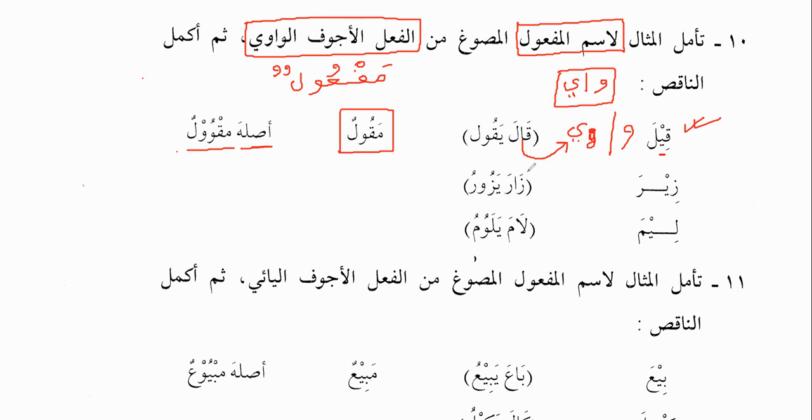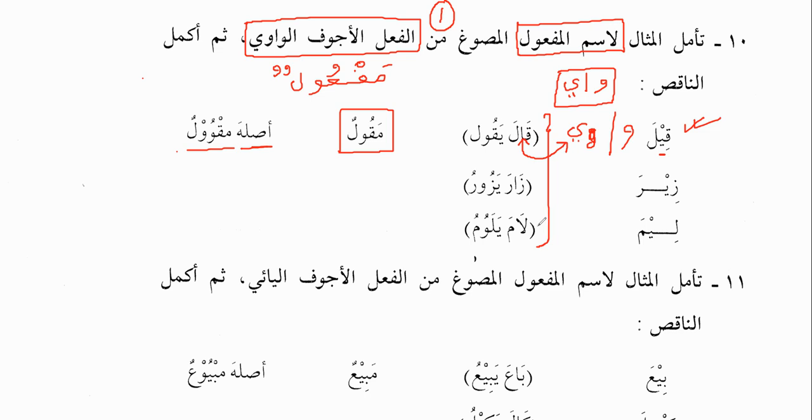So now in this set of verbs, we are concentrating on what type of verbs? In this exercise, question number 10 to 20, we will learn four types of verbs. The first type we are going to learn is fail ajwaf, ajwaf meaning middle. Wawi means the middle letter is weak and it changes to waw only.